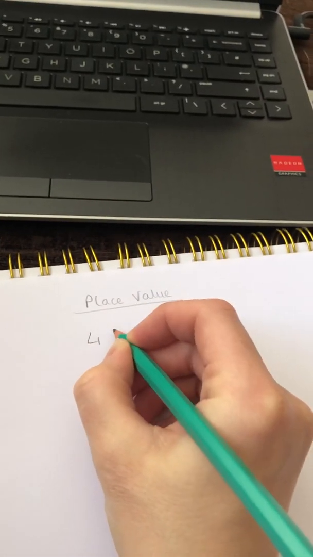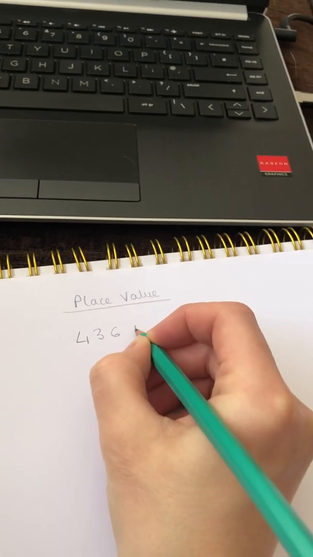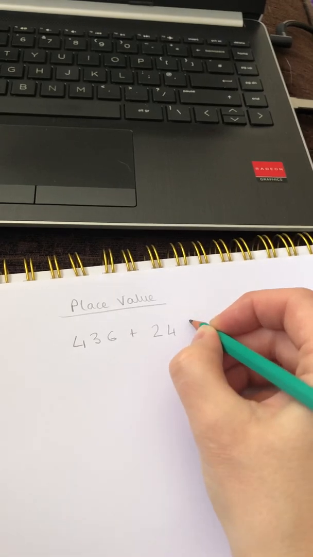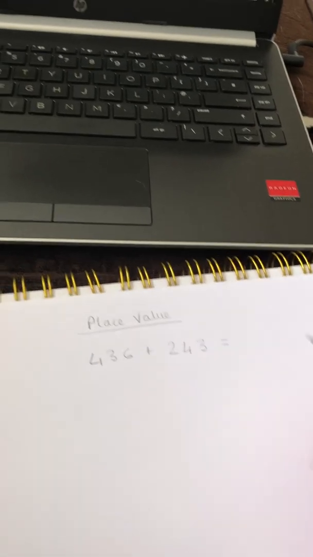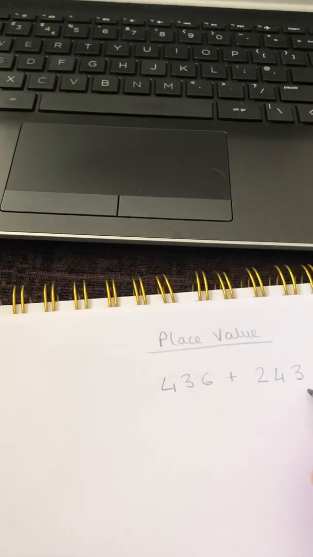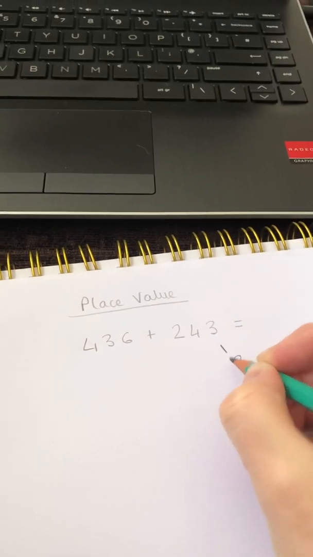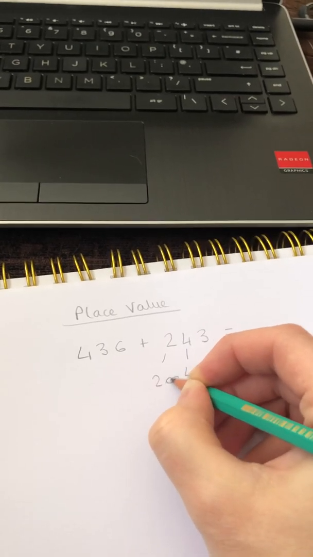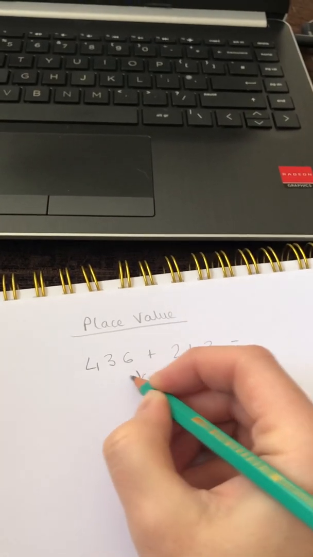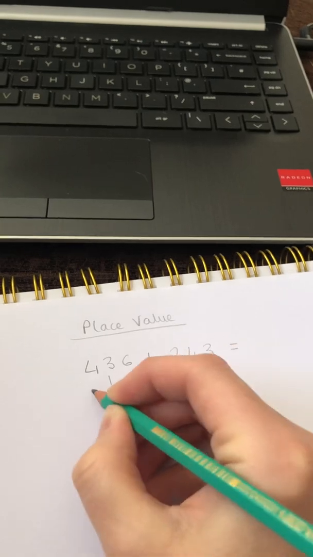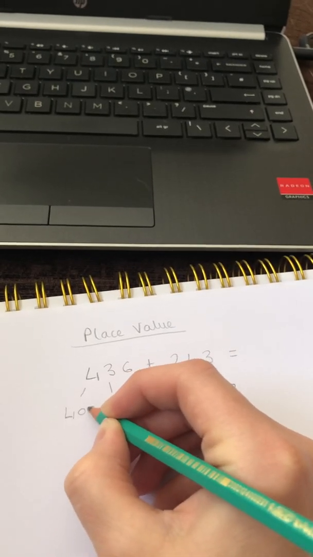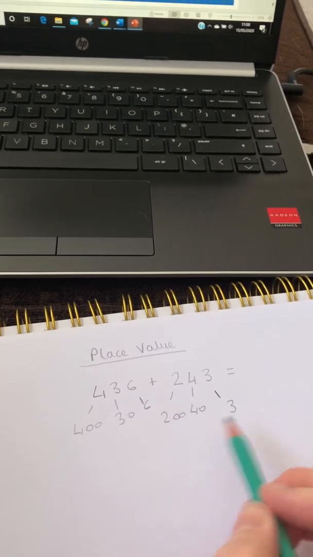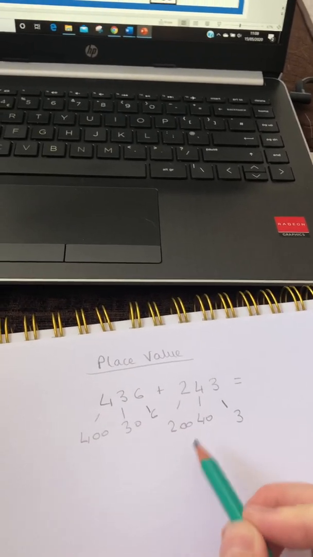Say 436 plus 243. Okay, so we would split it into its values of 3 units, 4 tens, 2 hundreds, 6 units, 3 tens, 4 hundreds. Okay, now we would usually join these together, each value together, and add them up.